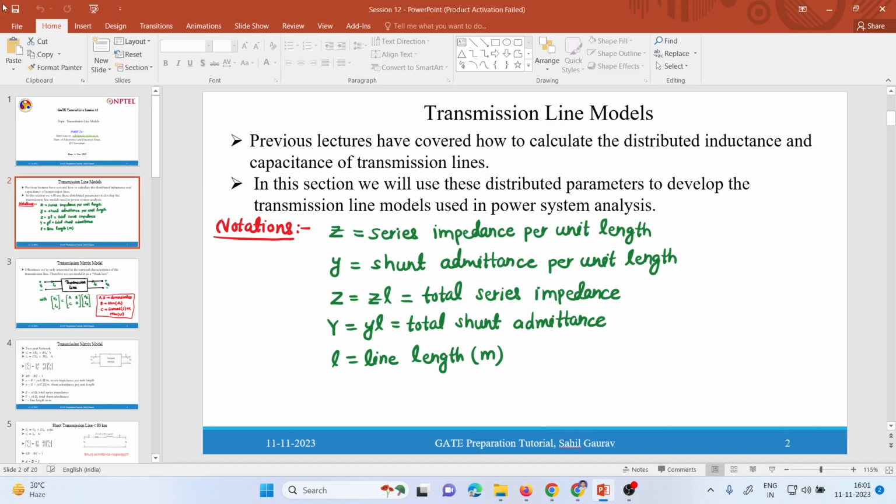Now we are going to model the transmission lines, and these are some of the important notations that you keep in mind. A small z represents the series impedance per unit length, and a small y represents shunt admittance per unit length. Capital Z is the total series impedance, which is the series impedance per unit length multiplied by the total length, and capital Y represents the total shunt admittance, and a small l represents the line length in meters.